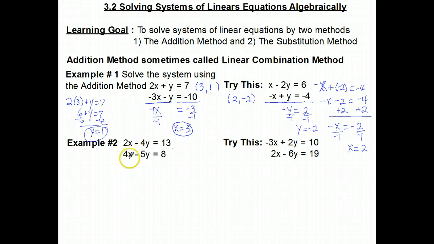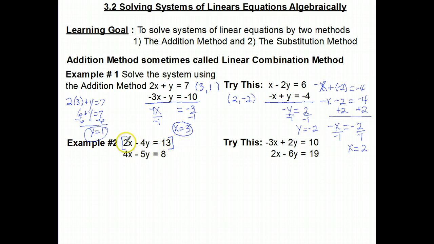Well, the first thing you want to do, if you don't already have opposites, is to look to see if one coefficient goes into the other one. In other words, in the x's, will 2 go into 4? Yes, it will. So the simplest thing for us to do would be to create a 4 and a negative 4 in front of the x's. So we'll choose to eliminate the x's here.